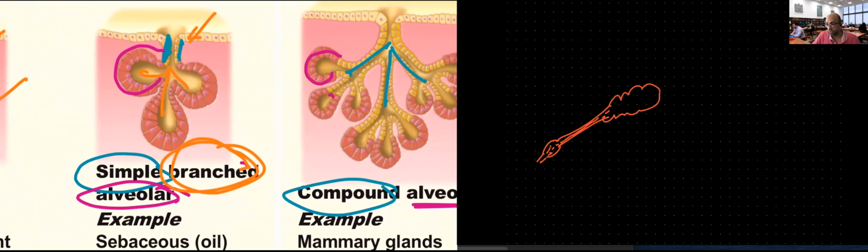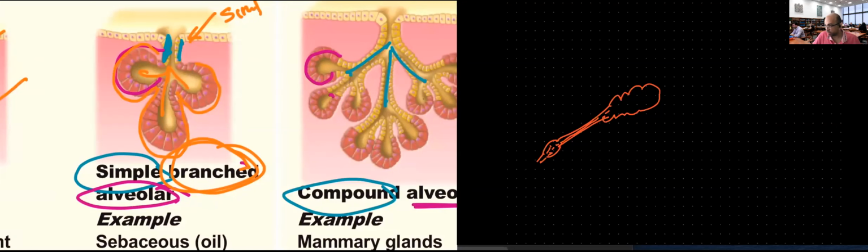I have one duct that is connected to multiple secretory regions, so it's simple. One duct, simple, and multiple secretory regions on here. This will let me classify this as branched, and the shape of the secretory regions of the gland is going to be alveolar because it's rounded. So what kind of gland am I looking at in here? It's a simple branched alveolar gland.